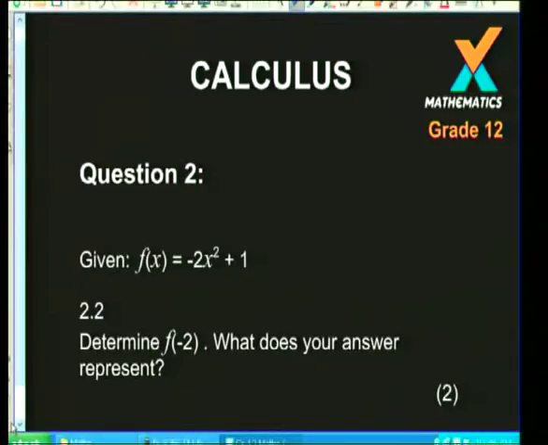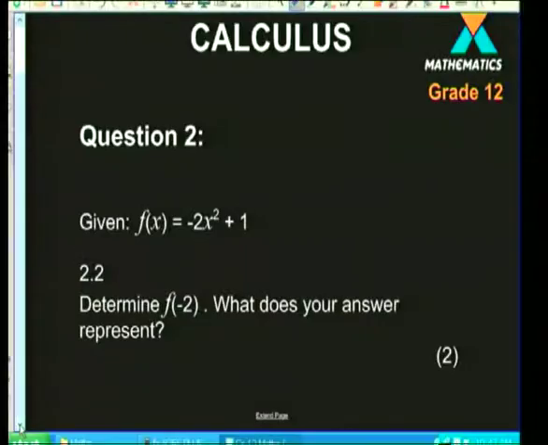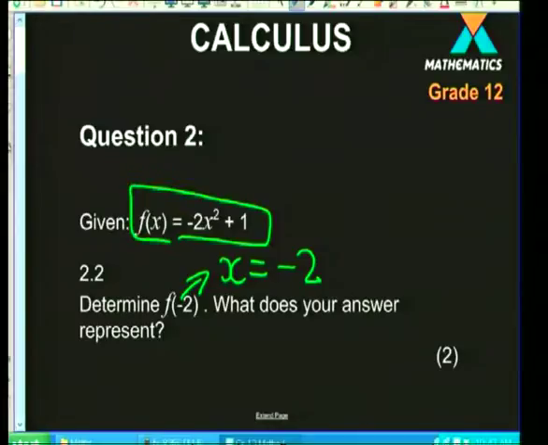Now this question says, given that f of x is equal to negative 2x squared plus 1, determine f at minus 2, not f prime, f at minus 2. What does your answer represent? So now let's find f at minus 2 first. This means that x is equal to minus 2. So for every x that we see in this question, we substitute it with minus 2.